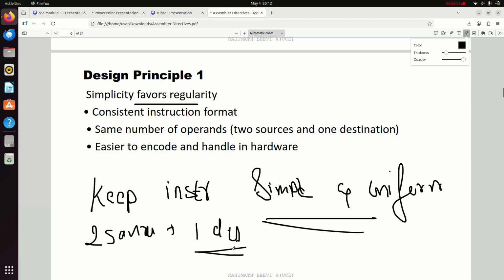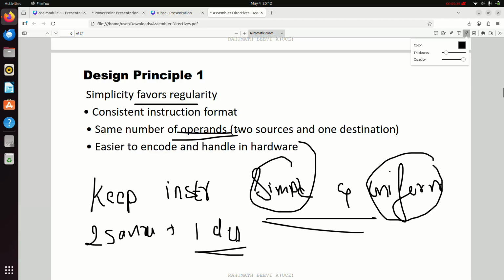So what we are going to talk about is that simplicity favors regularity, which means the instruction should always be simple and uniform. That is, the number of operands should be the same, the instruction format should be the same, you should have a consistent, easier format, and it should be easier to encode and handle in hardware.